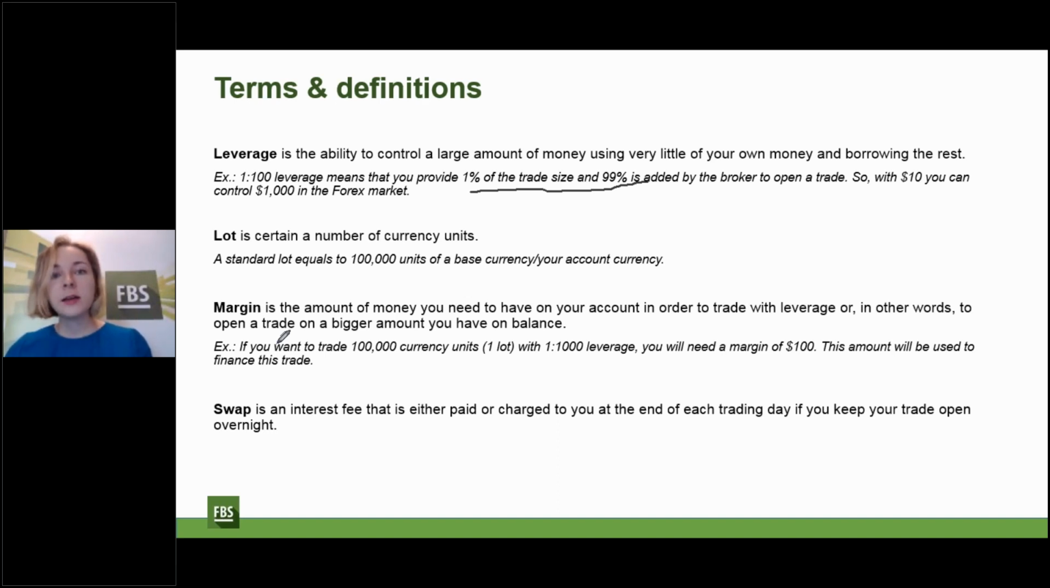On the other hand, it is necessary to understand, of course, that nothing comes easy in this life, and if you have a losing trade, the fact that you trade with a bigger amount of money will also mean that every pip of loss will cost you more as well. So the basic recommendation for those who only start trading on Forex is to choose some reasonable amounts of leverage.